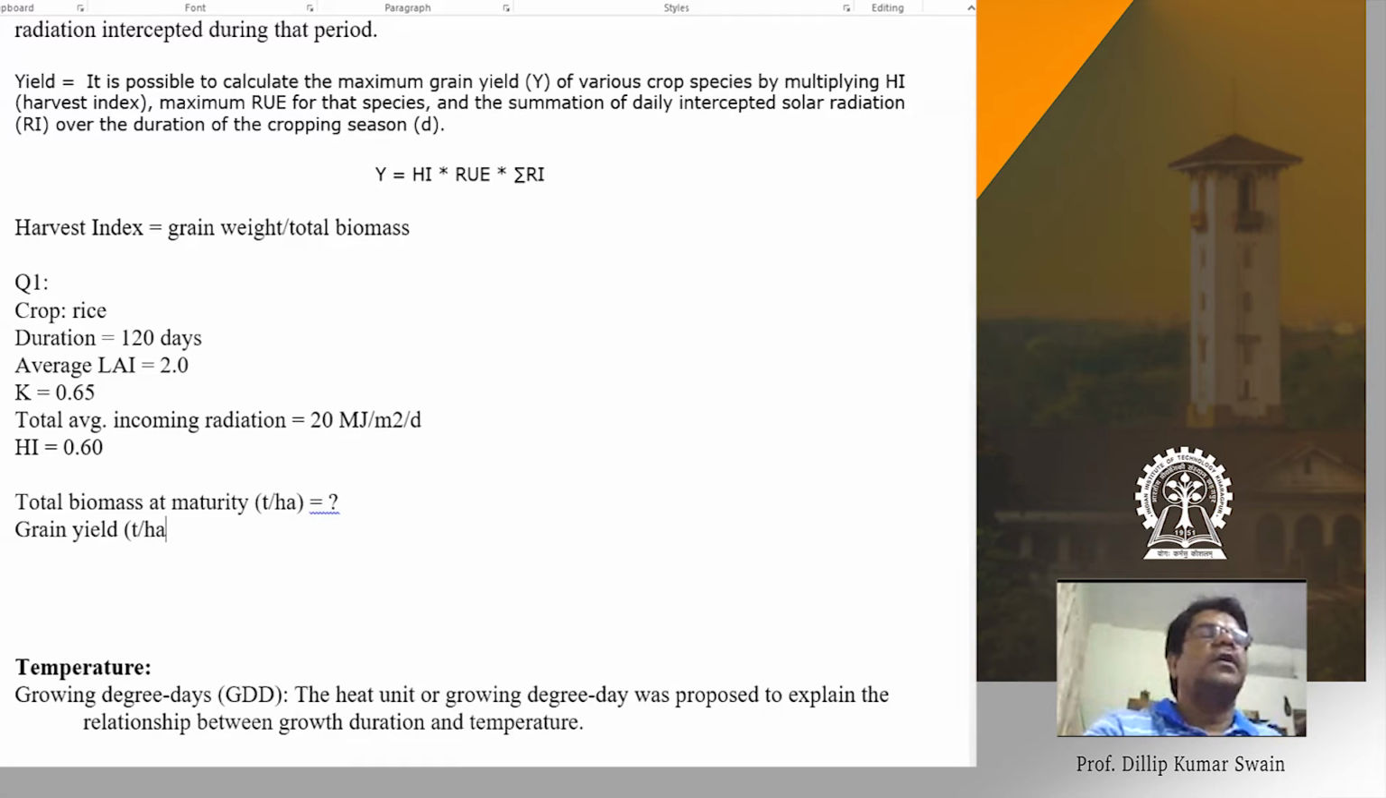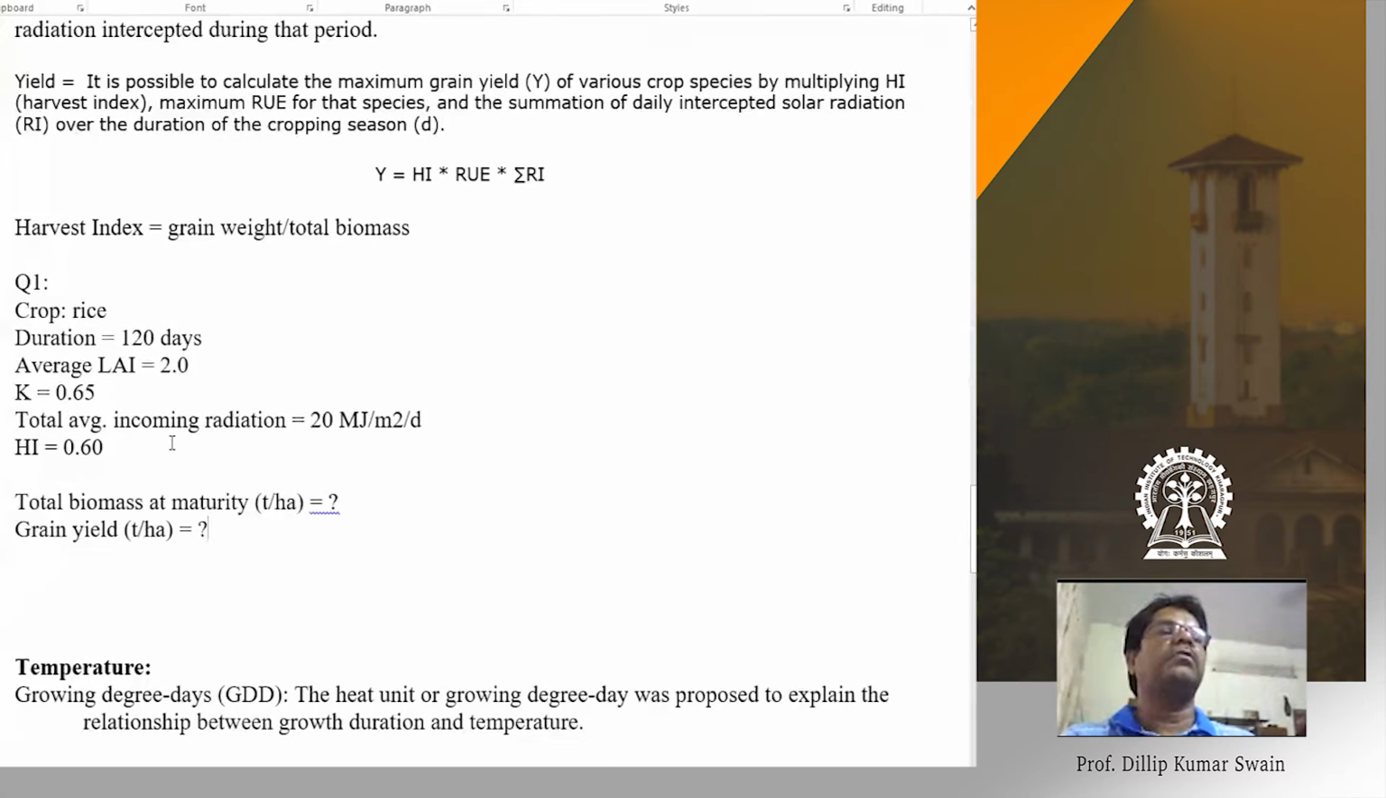The crop is rice of 120 days duration. The average leaf area index is not constant; it is dynamic and changes over the period. Sometimes it may be 0.5, it may increase to 4.55 and it may decrease again after maturity. Throughout the growth stage the average leaf area index remains around 2. It may change from 0.1, 0.2 up to 5 also. And the K value is a constant one.